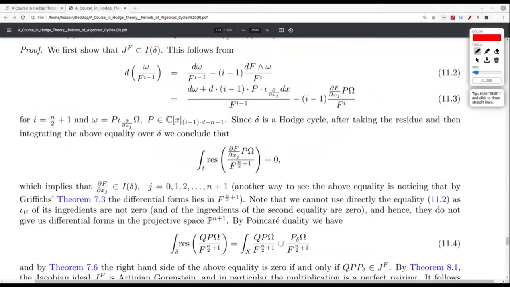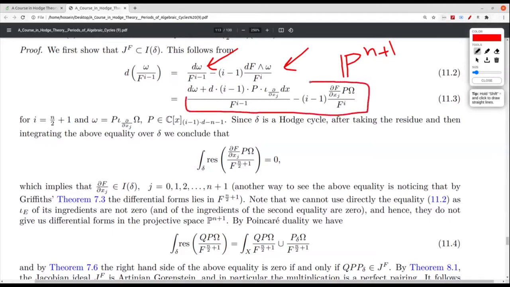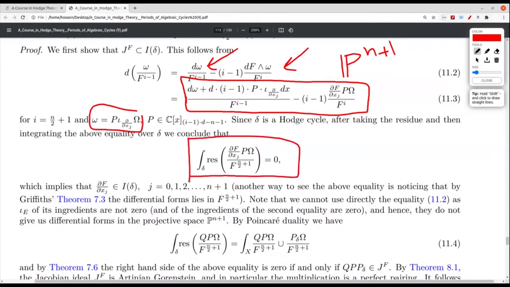Why? The reason is that these differential forms do not induce differential forms in Pn plus 1. And so the argument will not work with this one. So we have to modify these two differential forms. And here is made the modification. After doing this modification, which is valid, we can continue with the argument and then get this integral equal to zero for all p such that this quotient is the differential form in the projective space.